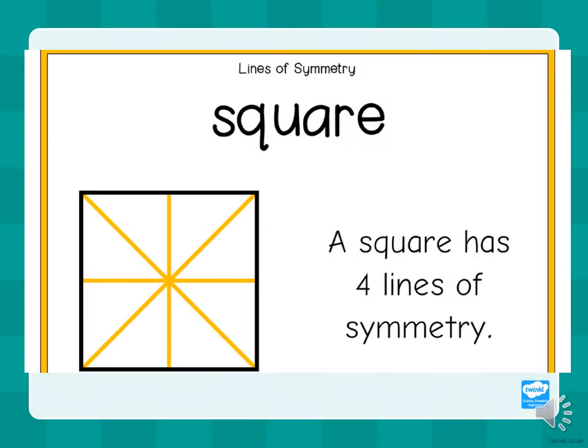Okay, lines of symmetry on a square. A square has 4 lines of symmetry. So what you could do is cut a square out and try to draw the exact lines of symmetry and fold your square where each line of symmetry is to see if it folds on top of itself perfectly or not. So pause the video and have a go at attempting this.